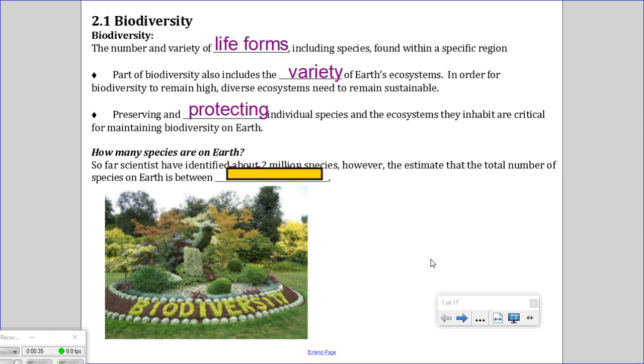So, how many species are there on Earth? So far, scientists have identified about 2 million species. However, the estimate is that the total number of species on Earth is somewhere between 5 to 10 million species. So, there's a lot of species out there yet to be discovered.